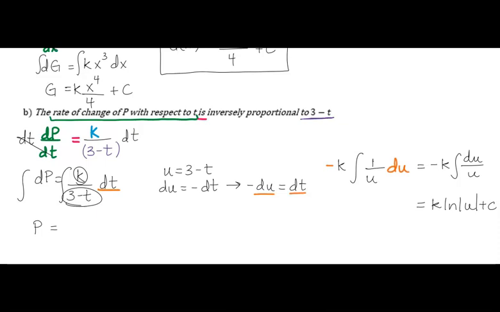So I will go back and plug in what u was. So I have natural log absolute value of 3 minus t plus c. So we found that the solution to this differential equation is the function p of t equals negative k multiplied by natural log of 3 minus t plus c.